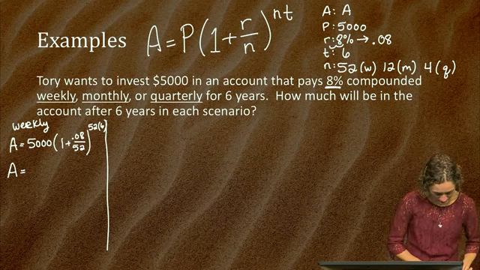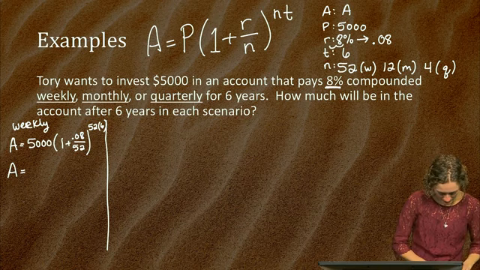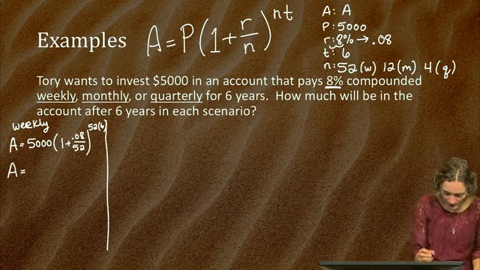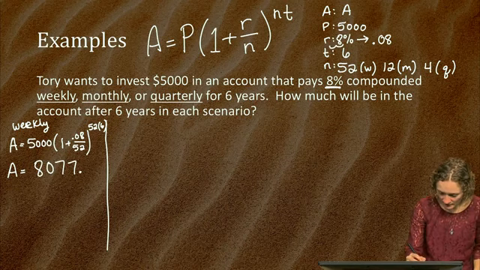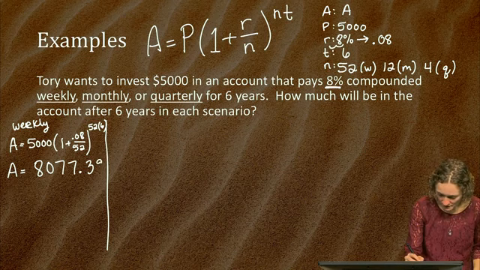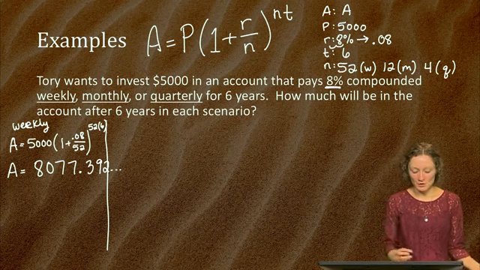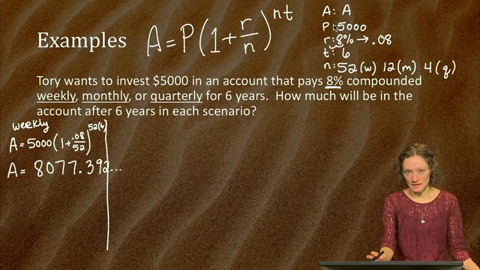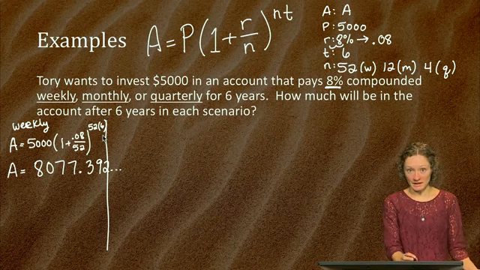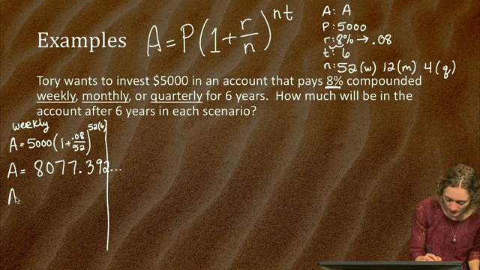We have 5,000, open parentheses, 1 plus 0.08 divided by 52, raised to the 52 times 6 power, which gives us 8,077 point. Now the decimal is 392, and there's a little bit more. So the question is, where should I round? How do I know where to round? Well, what does the A variable represent? It represents the amount of money in the account. How many decimals out is money? 2. So that's where we'll round.